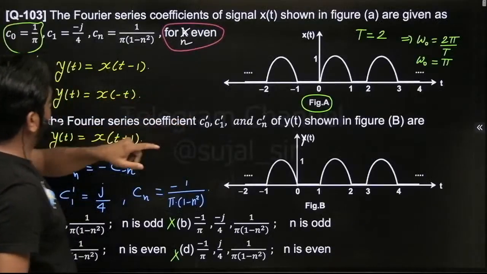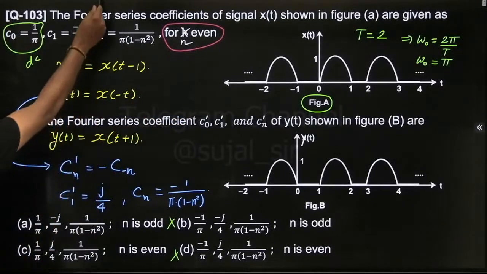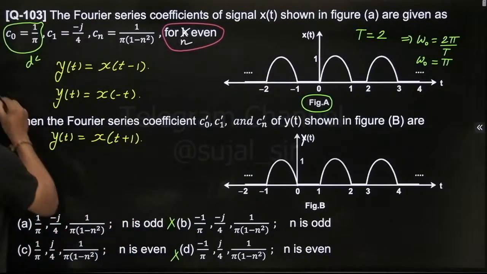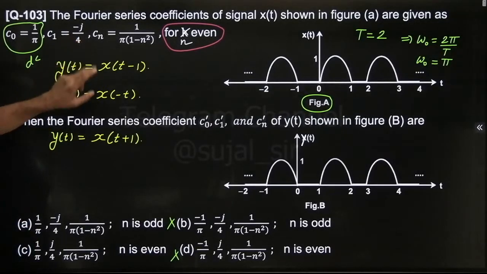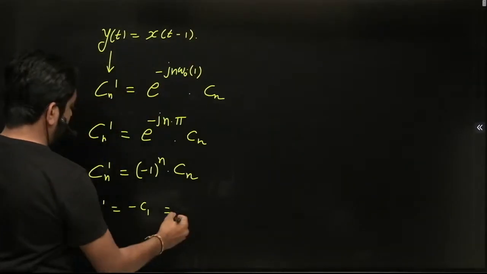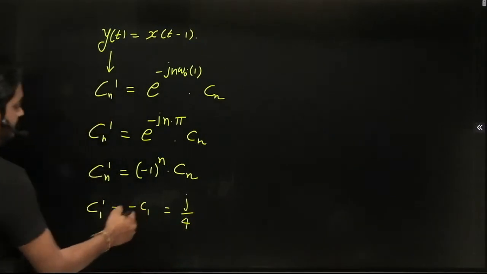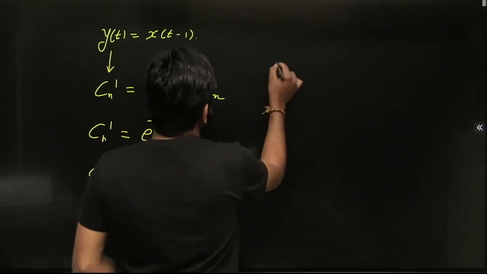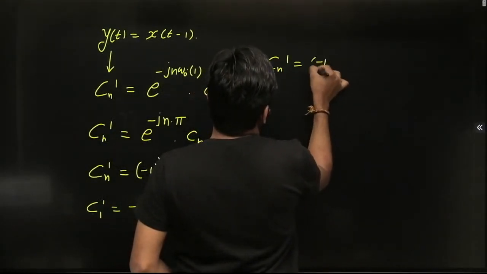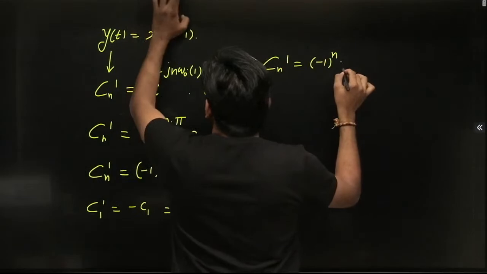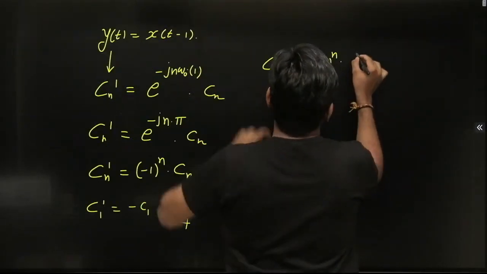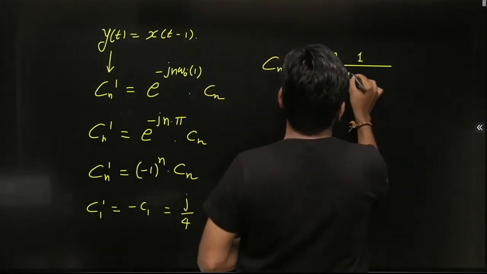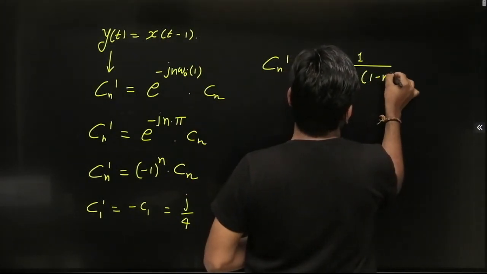C1 is given as minus j by 4. So here it will be plus j by 4, guys. C1 dash is minus minus plus j by 4. And Cn dash is minus 1 power n into minus 1 power n into 1 upon pi into 1 minus n square.